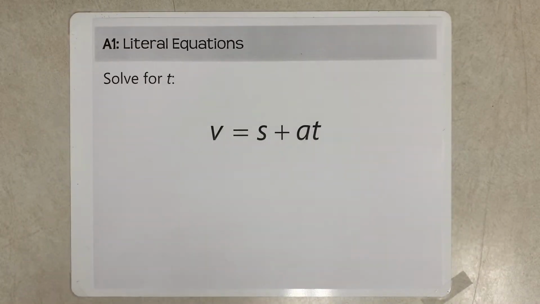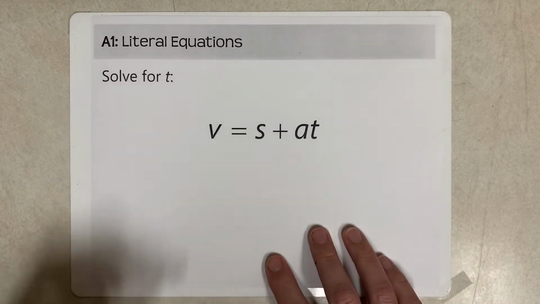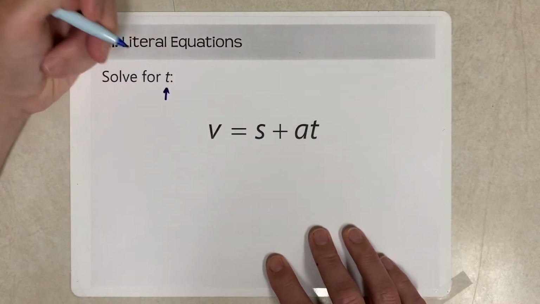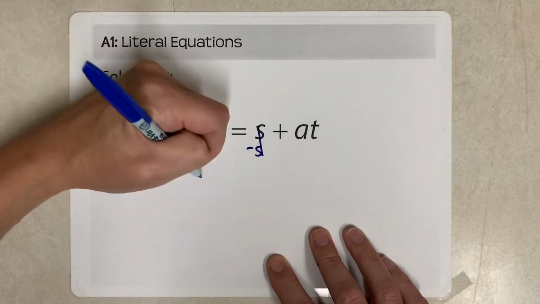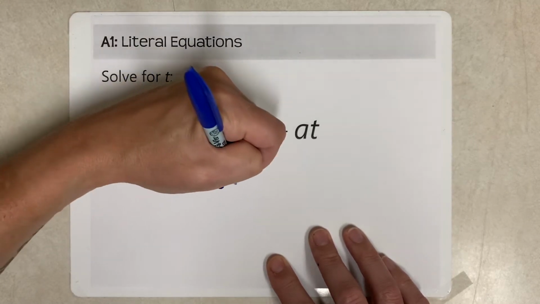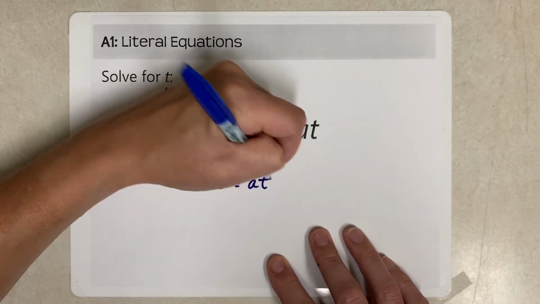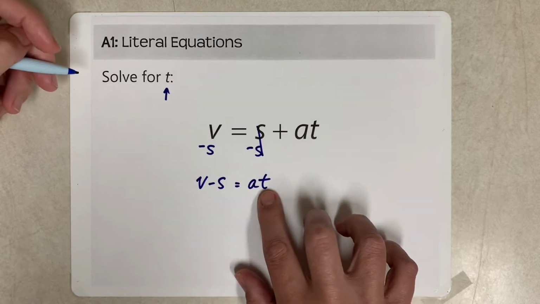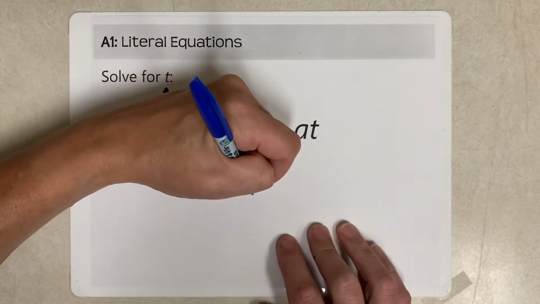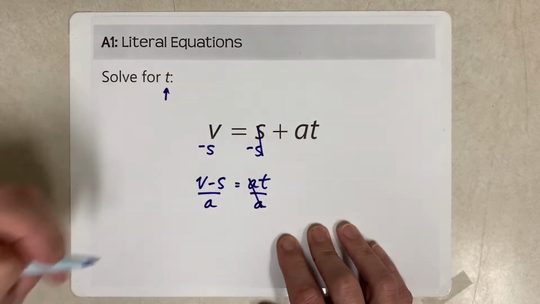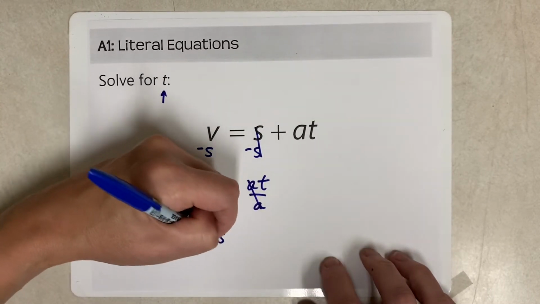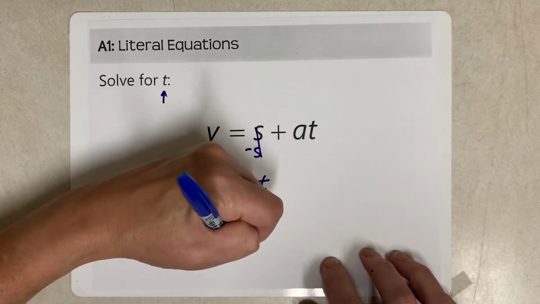Okay, this time we have the same equation again, but this time we need to get t by itself. So we're still going to move the s over. Still got to get rid of that first. So I have v minus s equals at, kind of like the last one, but I want t by itself this time. Well, it's got a with it, and it's multiplication. So I need to divide by that a to get rid of it. And now I have v minus s over a is equal to t.